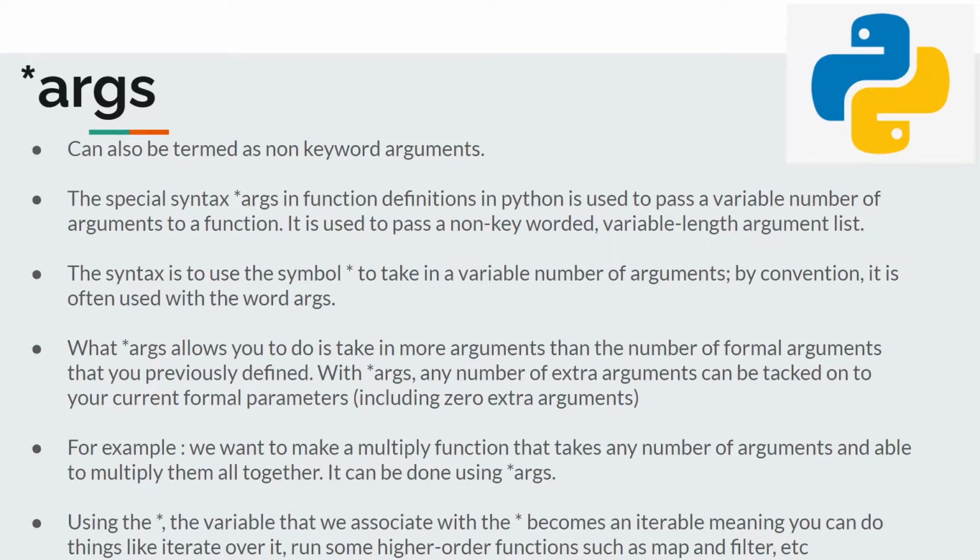By using the star or the asterisk symbol, the variable that we associate with it becomes an iterable, meaning you can do things like iterate over it and run higher order functions, such as finding the mapping of a given set of arguments, the filter of a set of arguments, and also finding the square of a given argument, or squares of a given integer.